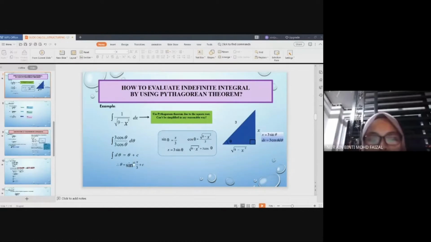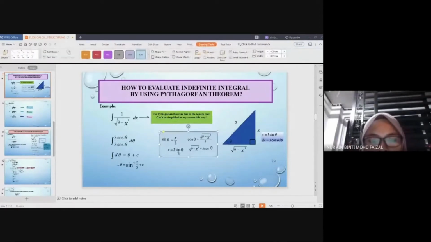So how do you get inverse sine? You just substitute the value of theta, which you can get from here. You just take the inverse of x equals 3 sine theta, and you get the answer, theta equals sine inverse of x over 3 plus c. Don't forget to put the c because you integrate. Okay.